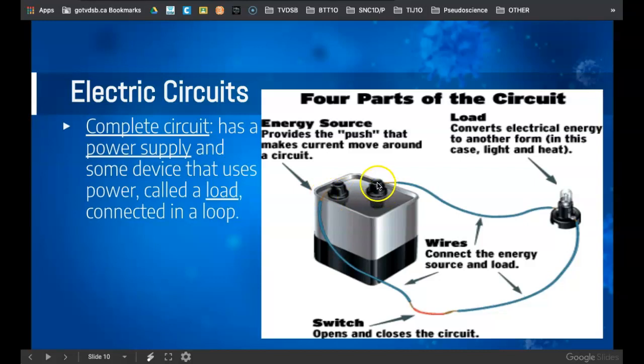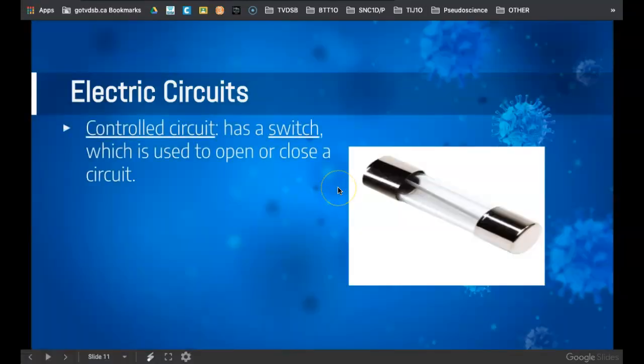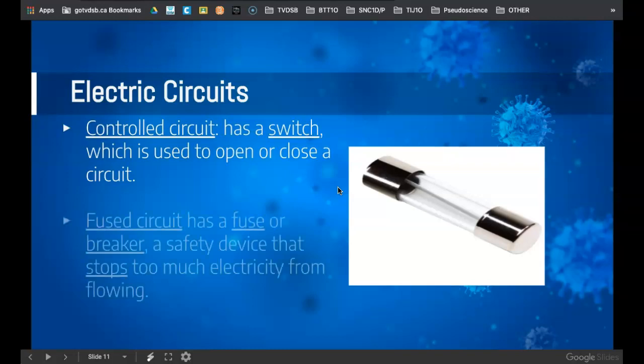All right. Now, you'll notice that in this example, we have a complete loop. So the electrons come out of the terminal, they hit the light bulb. We have a switch that controls whether the electrons can flow or not, and then the electrons go back to the battery. All right? Now, that is what is called a controlled circuit. That means it has a switch that is used to open or close the circuit.